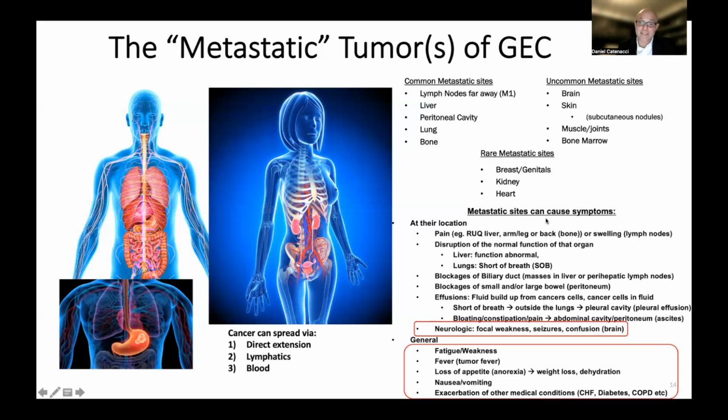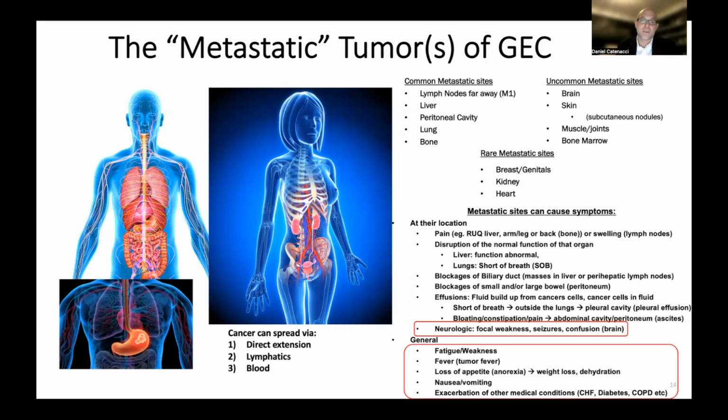The last one, exacerbation of other medical conditions, is because any stress on our body, whether it's from cancer or from chemotherapy, can exacerbate underlying medical conditions that are chronic to you, whether it's congestive heart failure or diabetes or COPD, emphysema, or any other chronic medical condition can be exacerbated.